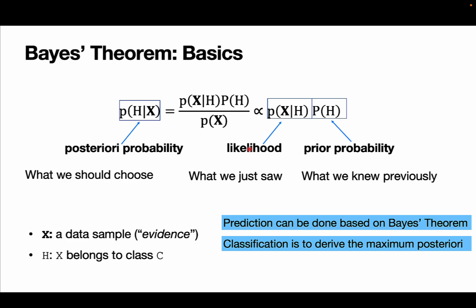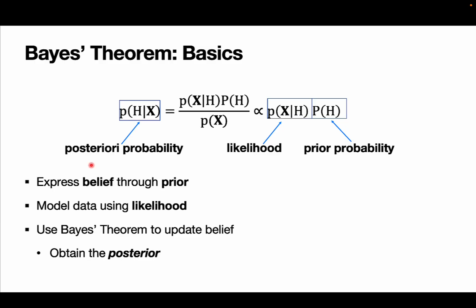The likelihood, P(x given h), is the probability computed based on the observed data. And what we're after here is calculating the posterior probability, which depends on both the prior and the likelihood. In summary, Bayes' theorem works by expressing prior belief through a probability, modeling data using likelihood, and updating our belief by combining the prior and the likelihood.